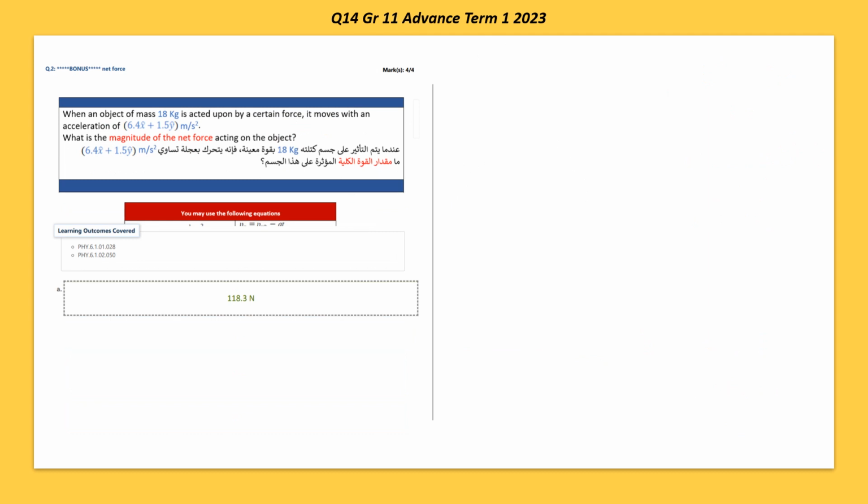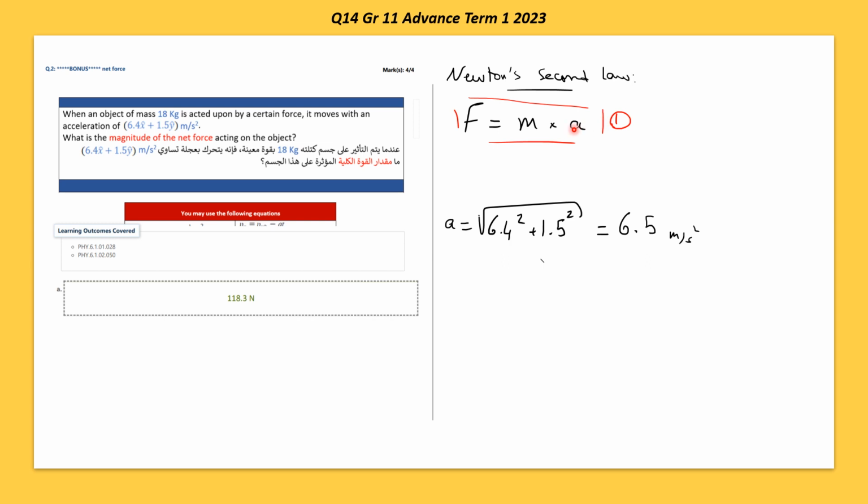We continue here. When an object of mass 18 kilograms is acted upon by a certain force, it moves with an acceleration of 6.4x plus 1.5y. What's the magnitude of the force? So acceleration and mass are given and we're asked for the force. There is no other equation than Newton's second law, F equals ma. That's the equation that you need to apply here.